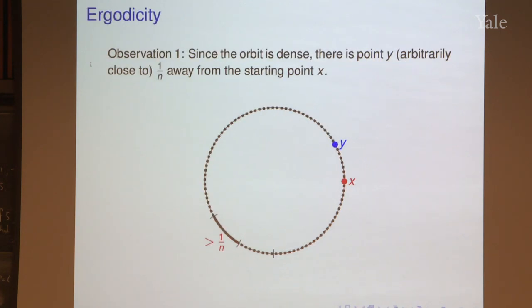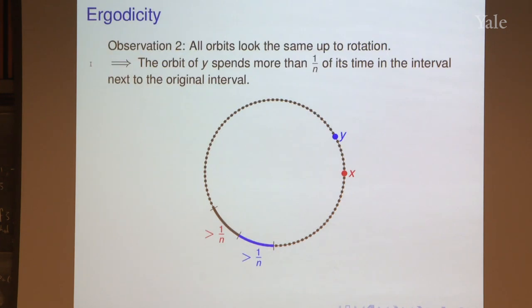OK. So the first observation that we have here is that since the orbit is dense, we know that there's a point y in the orbit that is 1 over n away from the starting point. Our second observation, which we've already used before, is that all orbits look the same, just rotated. So since y is 1 over n away from x, its orbit should look just like the orbit of x, but rotated by 1 over n. That means that y has an extra dense region right next to the extra dense region in the orbit of x.